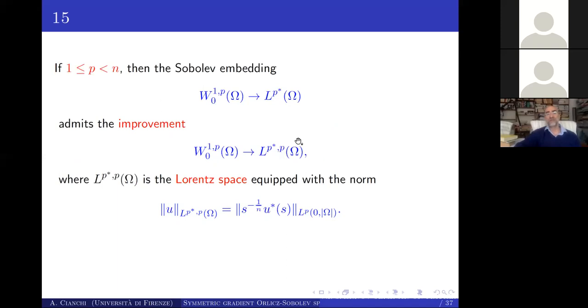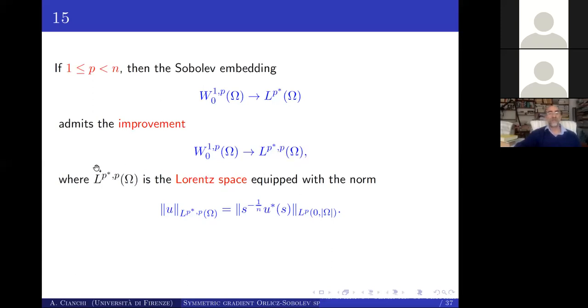So Lorentz spaces are defined in terms of two exponents. The first is in a sense corresponding to the exponent in the parallel direct space. The second one provides a final tuning for the spaces. If the two exponents are the same, then we recover the corresponding direct space. If the second exponent is smaller, as in this case, than the first one, then we have a smaller space. So there is monotonicity in the second exponent.